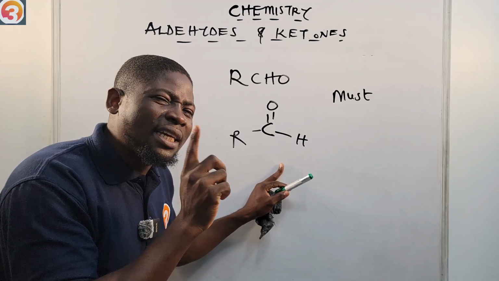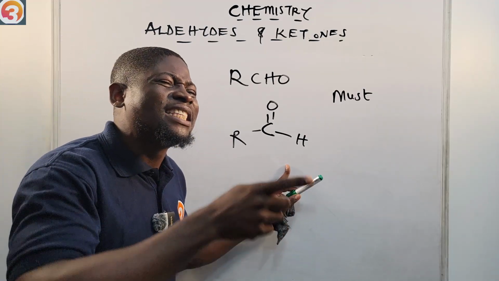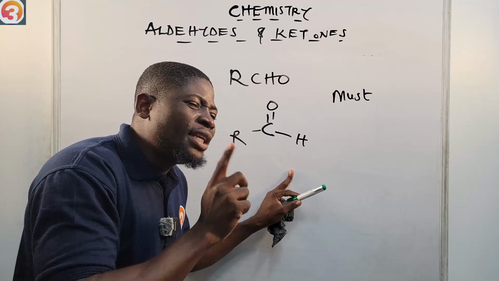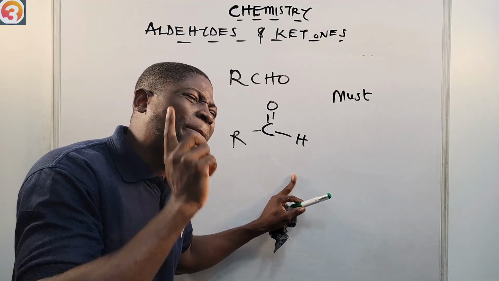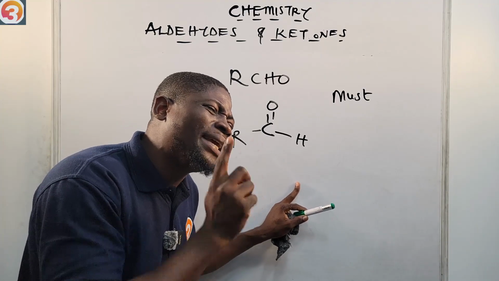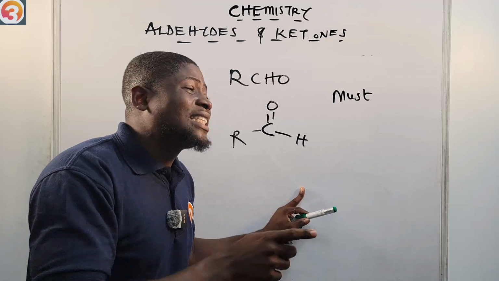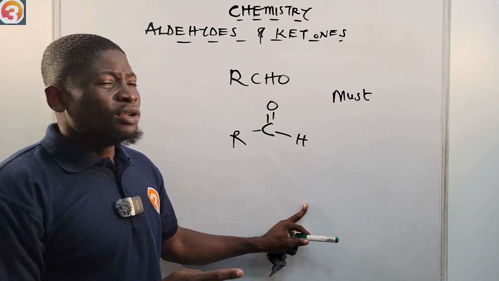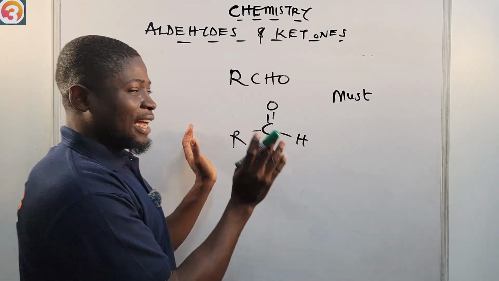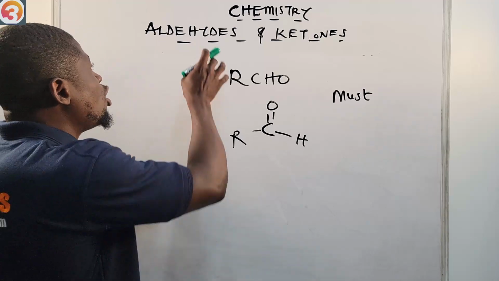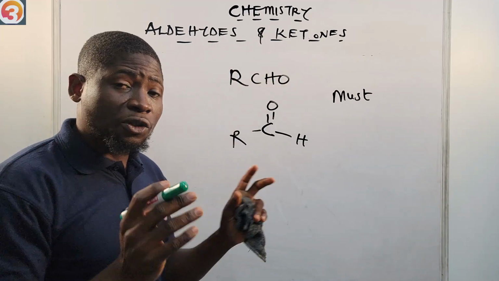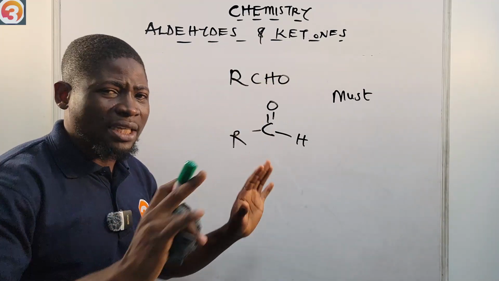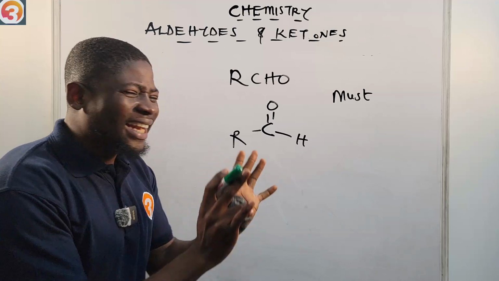And the second thing for it to be an aldehyde is that the aldehyde functional group must appear at the end or beginning of the chain. It cannot appear in the middle, okay? So you need to understand this, because some of you usually confuse aldehydes and ketones, their functional groups. So I'm making it clear for you.